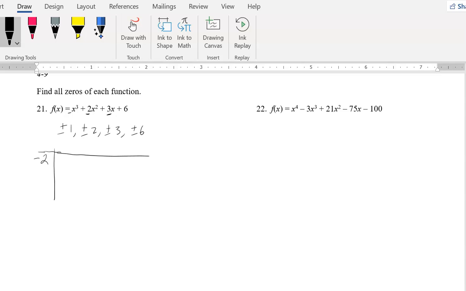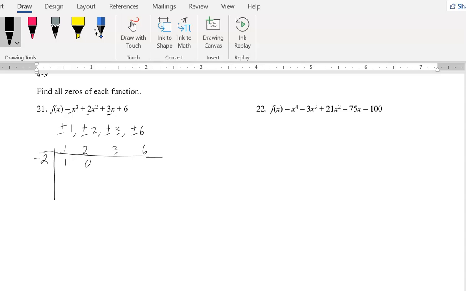So I know that -2 should be one of my rational zeros, so I don't have to go through all 8 possibilities to find out what it is. So this is synthetic division again. So we should get a 0 remainder. Let's see if we do.